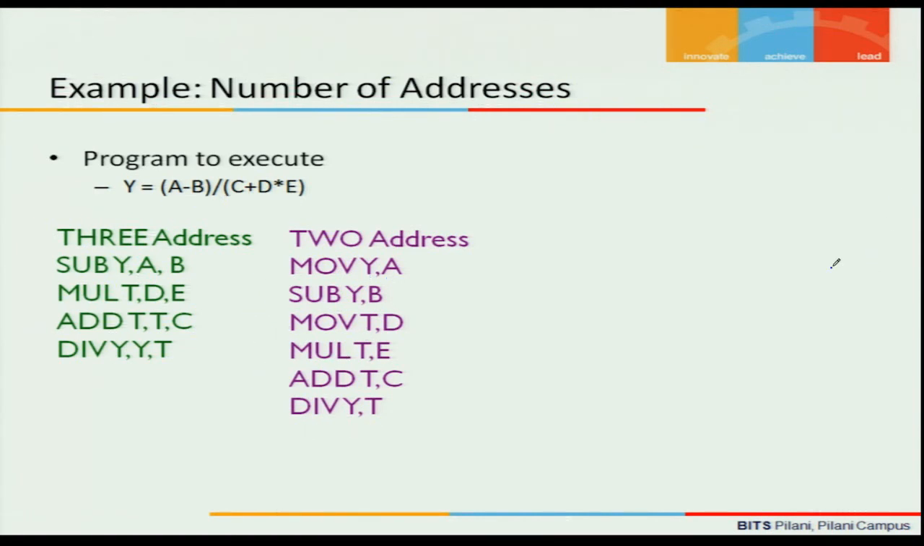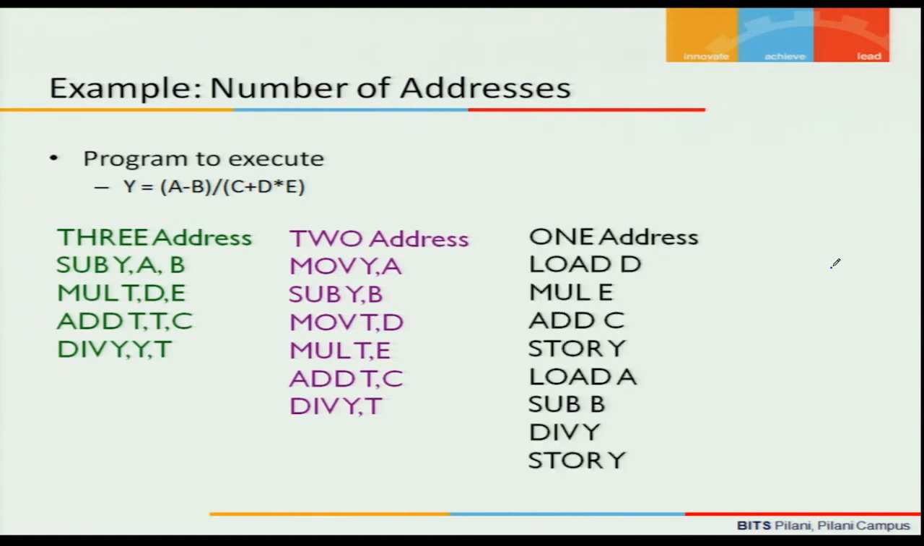Now suppose that the same work, if you just extend the example, if we wanted to do the same thing with a 1-address machine, how would we do that? So 1-address machine means that one of the operands is implicitly going to be in the accumulator. So move the operand to the accumulator and then operate upon that. If you had a 1-address machine, this is how it would look.